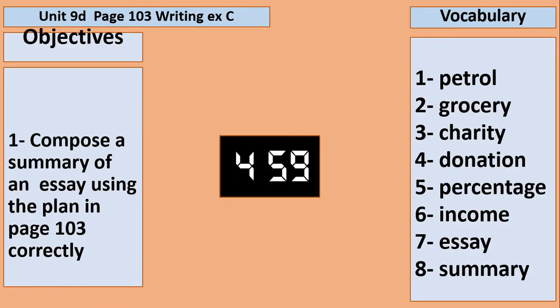Okay, today inshallah we are going to study Unit 9, student book page 103, writing exercise C. Our objective for today, only one: students will be able at the end of this lesson to compose a summary of an essay using the plan on page 103 correctly. Let's talk about our vocabulary in detail through pictures.